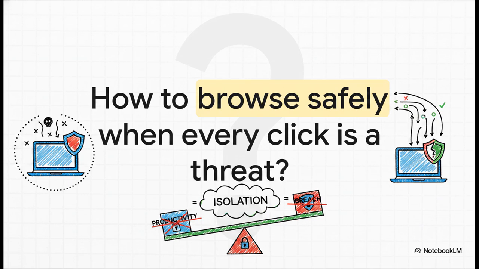So here's the massive question we're dealing with. How do you actually browse the web safely when literally every single click is a potential threat? On one hand, blocking all unknown sites completely kills productivity, but on the other hand, just letting them through risks a catastrophic breach. Isolation technologies are the modern answer here, acting as a secure, invisible buffer between the unpredictable, wild internet and your actual device.